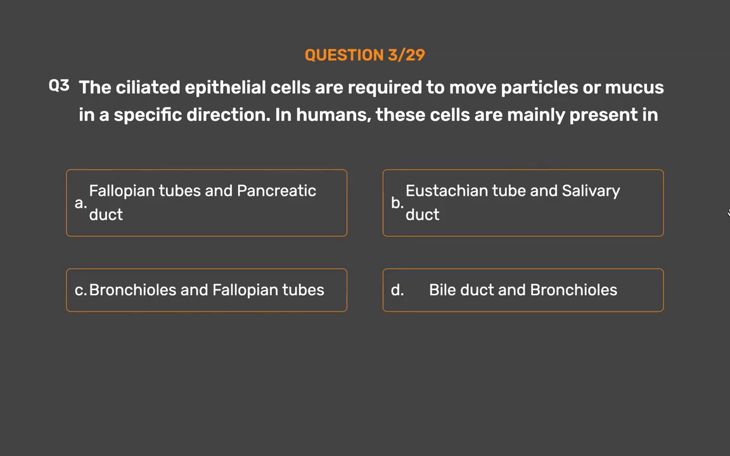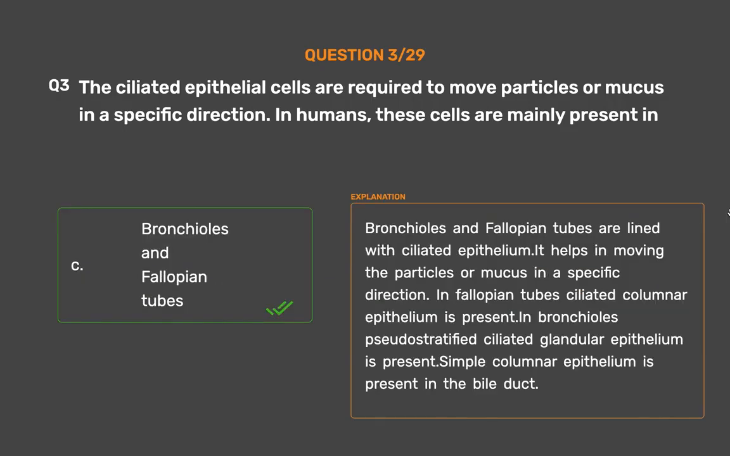The correct answer is Option C. Bronchioles and fallopian tubes. Bronchioles and fallopian tubes are lined with ciliated epithelium. It helps in moving the particles or mucus in a specific direction. In fallopian tubes, ciliated columnar epithelium is present. In bronchioles, pseudostratified ciliated glandular epithelium is present. Simple columnar epithelium is present in the bile duct.